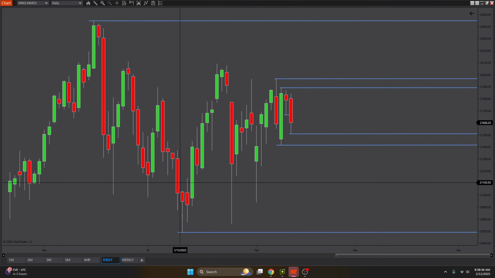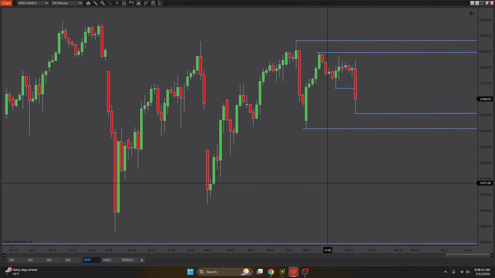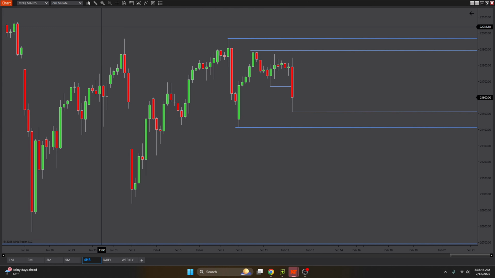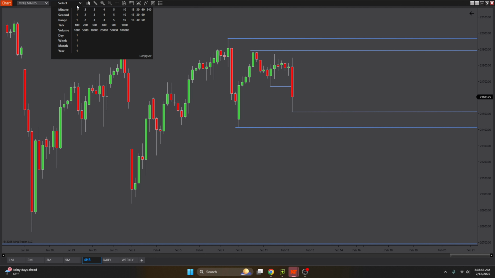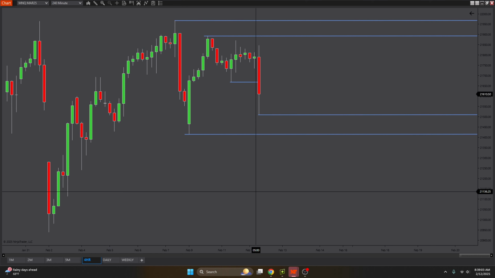you can't really see anything, so we're going to break it down to the 4 hour. And this is the 4 hour on NinjaTrader. It's not really the actual 4 hour, as you can tell right here. It's 240 minutes. NinjaTrader, for some reason, does not have a 4 hour timestamp, so I had to come up with my own. It's 240 minutes. So what is on my chart may not be on other people's quote unquote 4 hour chart.